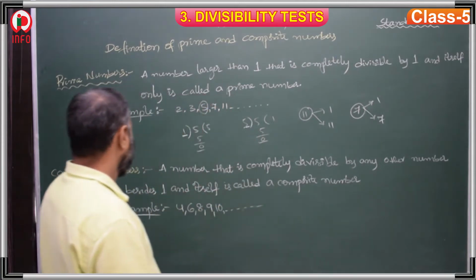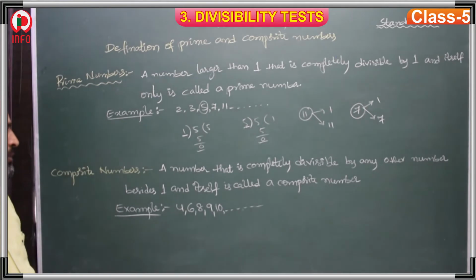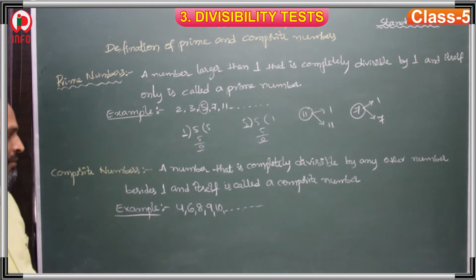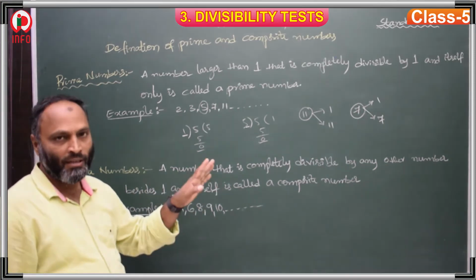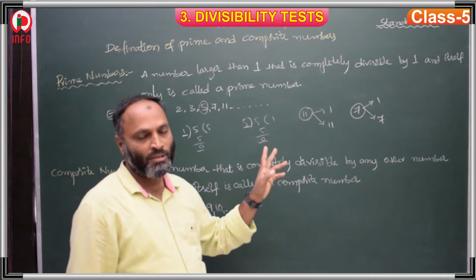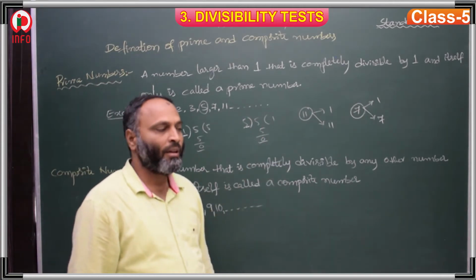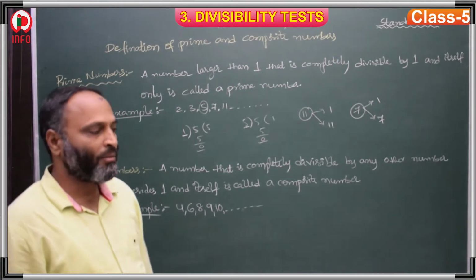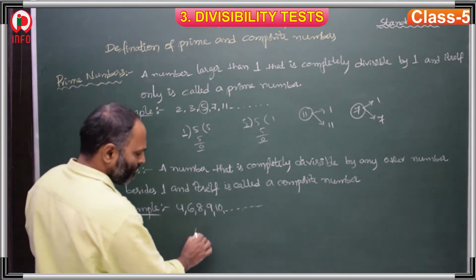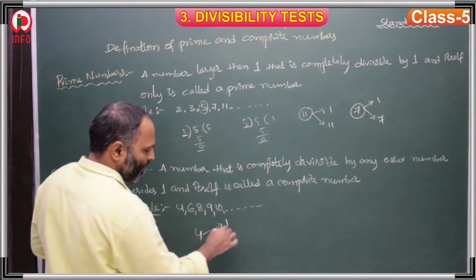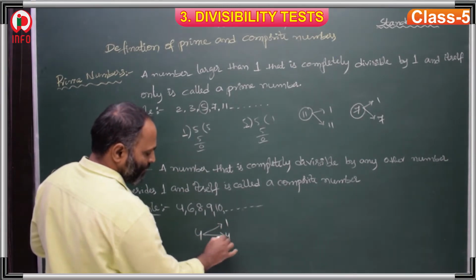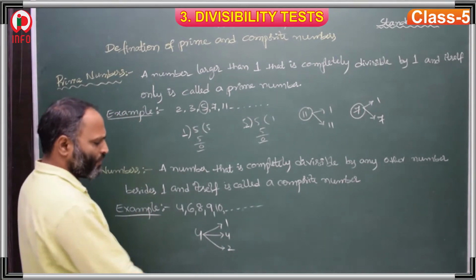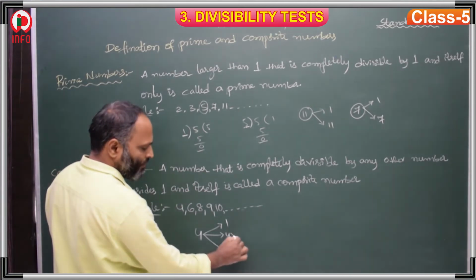Next, composite numbers. What is a composite number? A number that is completely divisible by some other number besides 1 and itself. If only 1 and itself are the factors, then it is a prime number. If more factors are there besides 1 and itself, then it is called a composite number, like 4. 4 is divisible by 1, since 1 fours are 4 and 4 ones are 4. And it is also divisible by 2, since 2 twos are 4.